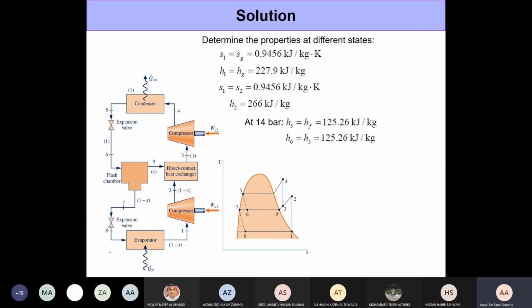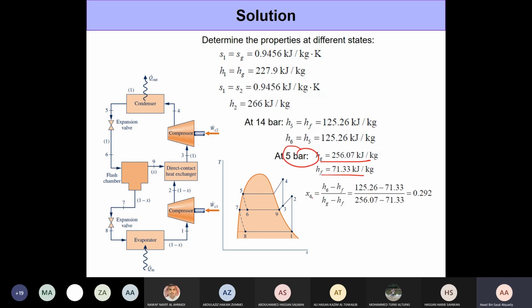So we get these values for Hg and Hf at 5 bar, and by making use of the enthalpy formula for a saturated mixture, we can calculate X6. So we have H6, we have Hf and Hg. Plug in these numbers and we get an X6 of 0.292. So this means that about 30% of the initial mass flow rate m3 is vapor, and it ends up going to the direct contact heat exchanger. The remaining 70%, or slightly more than 70%, goes towards the evaporator and takes care of the cooling load. So this is what we ultimately get here.